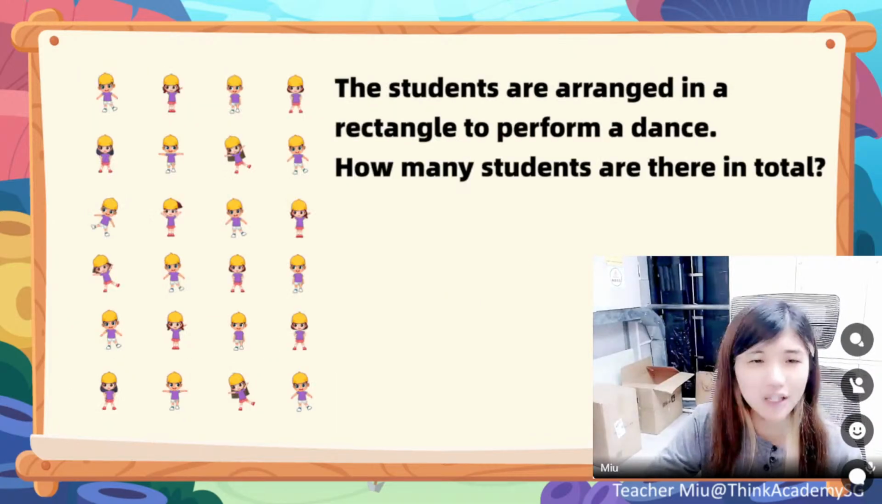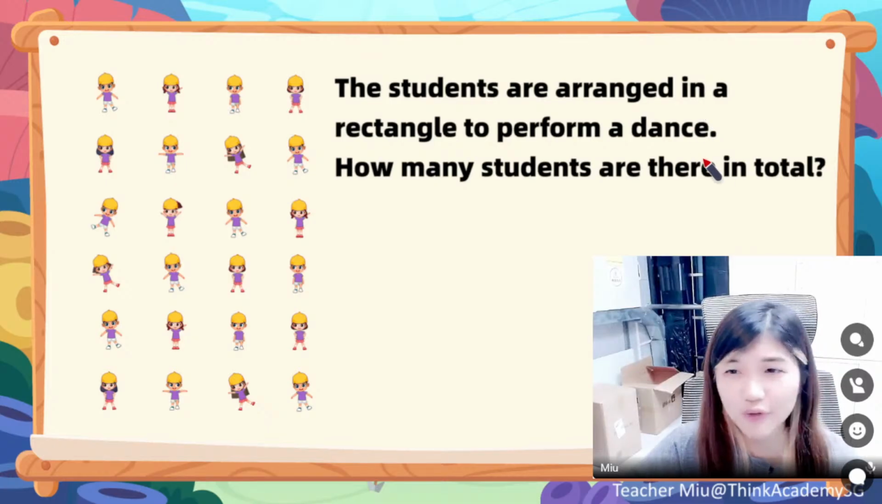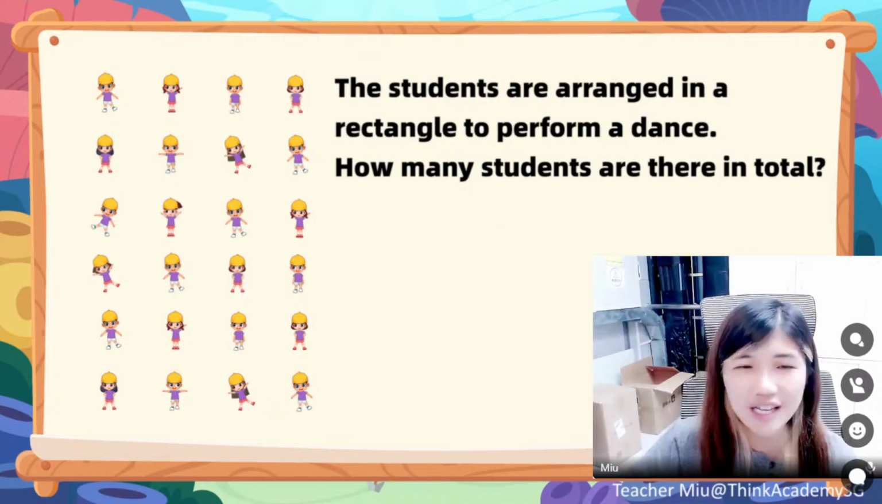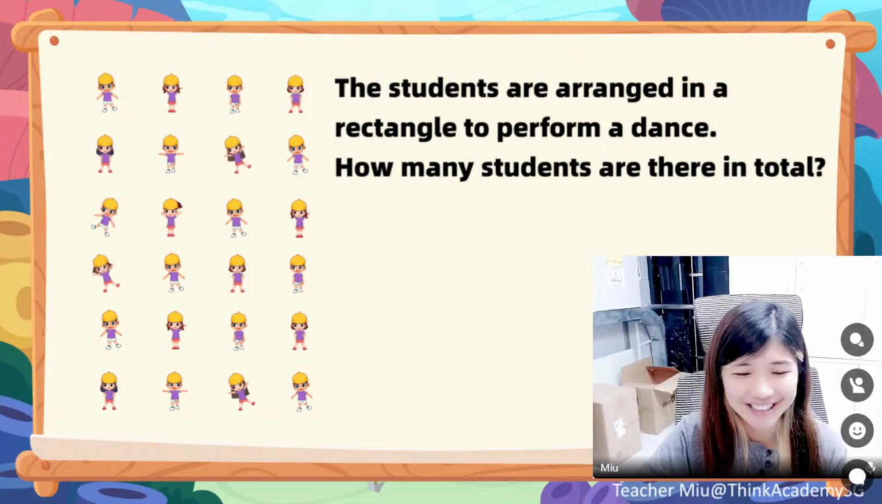What about this one? Now it says the students are arranged in a rectangle to perform a dance. So how many students are there in total? Once again, are you going to count it one by one? No way, right? So what should we do? Oh, so fast. Well, then they are perfect.